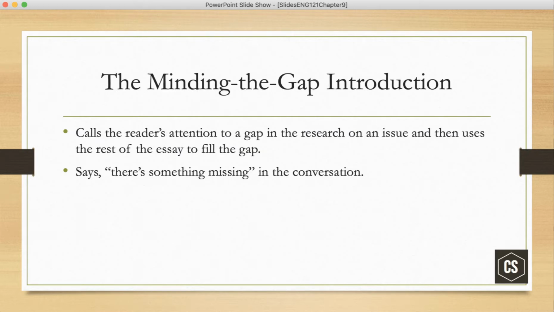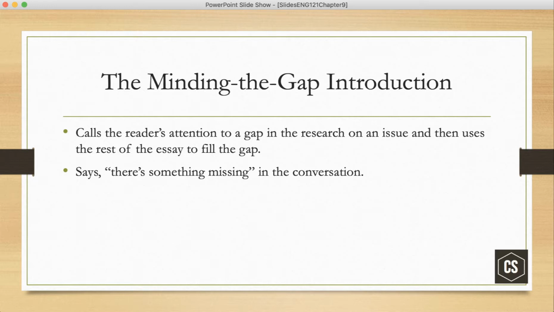The Minding the Gap introduction, we don't often use in English. I have had a student do it. He did a research project in Comp 2 where he did his own experiment on whether or not people could tell the difference between food that was grown organically and food that was sold in the regular produce aisle. And so he was trying to find this gap in research that wasn't so much about the health benefits, but whether people could actually tell the taste against it.